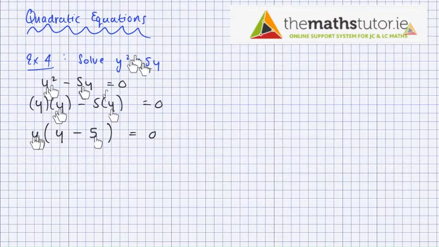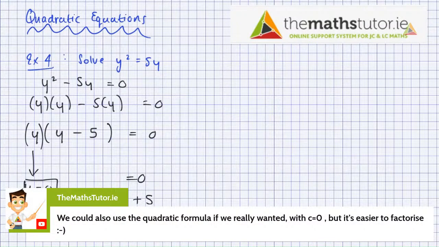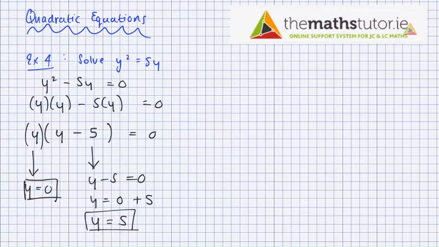So one of your solutions is going to be y equals 0. So that's one solution. Now your other solution is going to be y minus 5 equals 0. So remember, you need to get what y is. So y is equal to 0 plus 5. 0 plus 5 is 5. That's your other solution. And again, this is HCF, highest common factor. So you take out what's common.